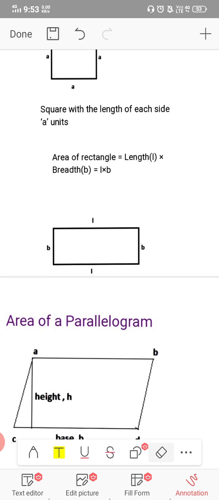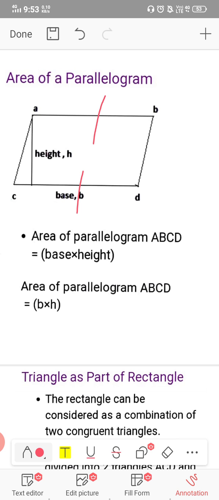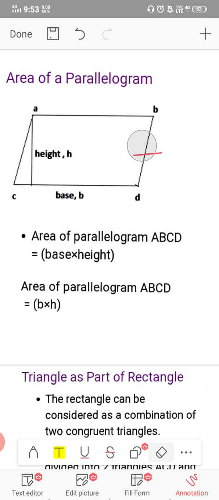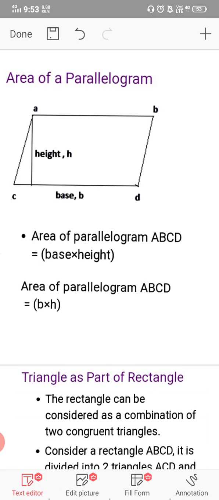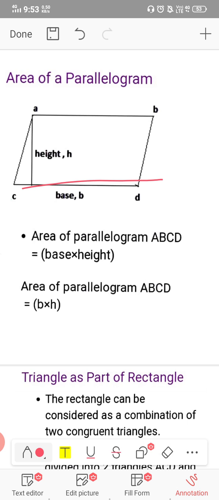Now, area of a parallelogram. In a parallelogram, we have two sides parallel, meaning AB and CD are parallel, and AC and BD are also parallel. This is called a parallelogram. For finding the area of a parallelogram, we must know the base of the parallelogram as well as the height of the parallelogram.